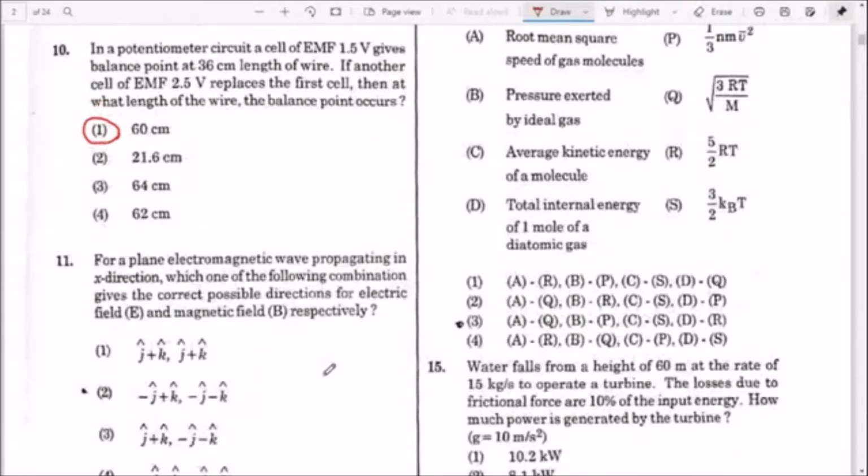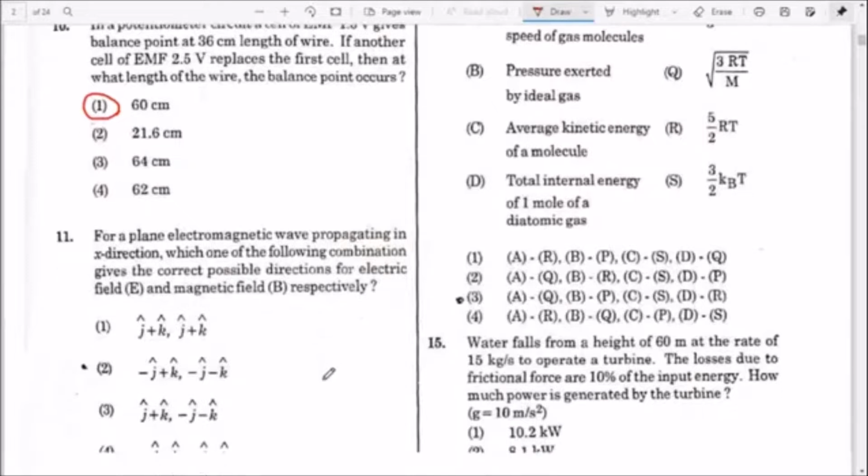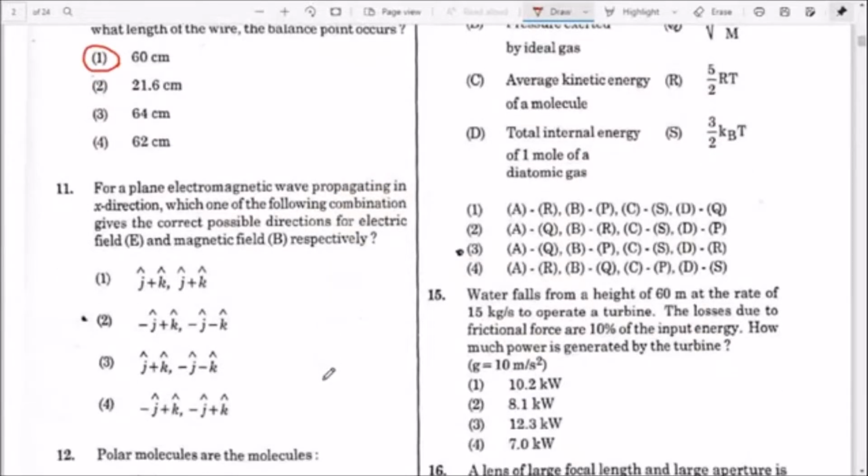Next, for a plane electromagnetic wave propagating in the x direction, which one of the following combinations gives the correct possible directions for electric field, that is E, and magnetic field B respectively? Option number 2 is the correct option, students.